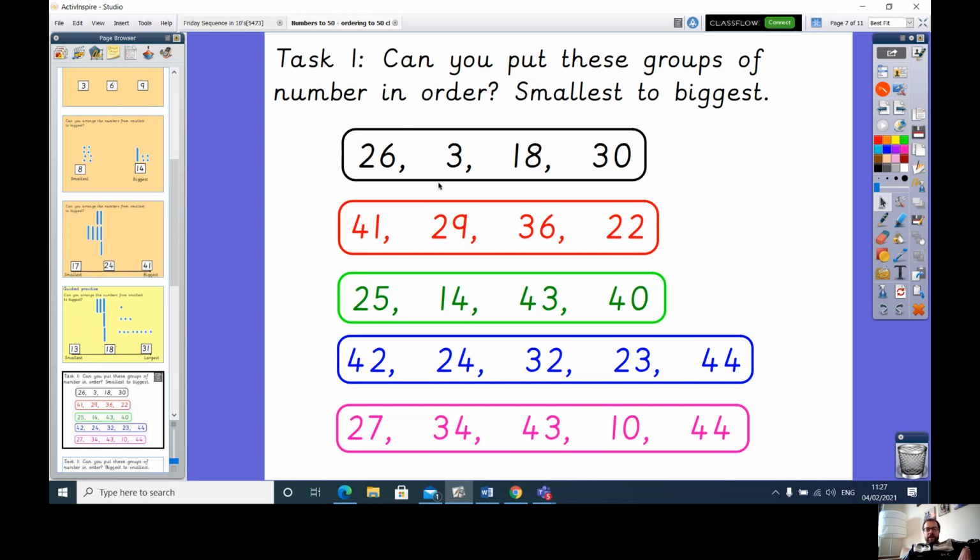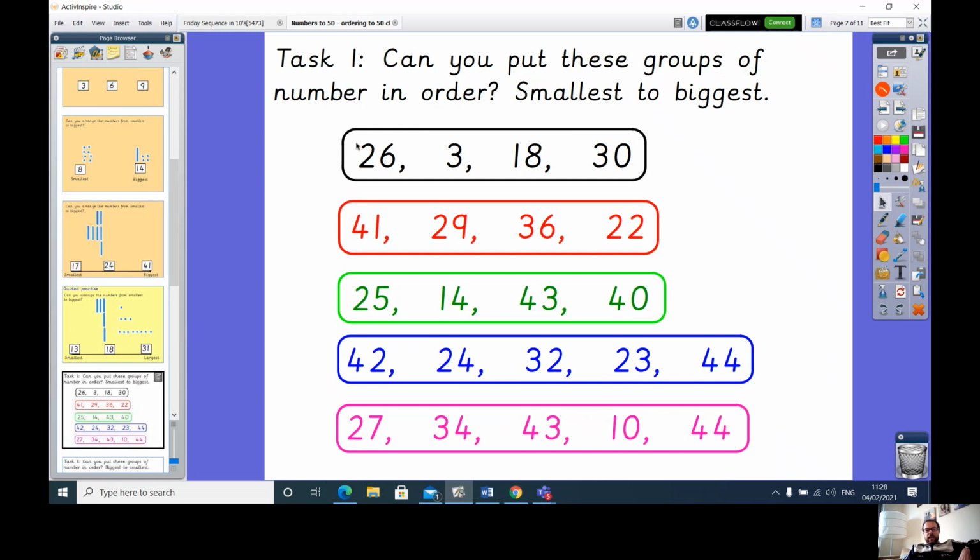So for example, in the black, there are 4 numbers. What I want you to do is write them in your books, starting with the smallest, and then working your way as the numbers get bigger and bigger, so at the end of your line, you will have the biggest number. Okay, so think about how many digits do the numbers have? Is there a way you can tell which one's the smallest there? And then look for the tens and then the ones.